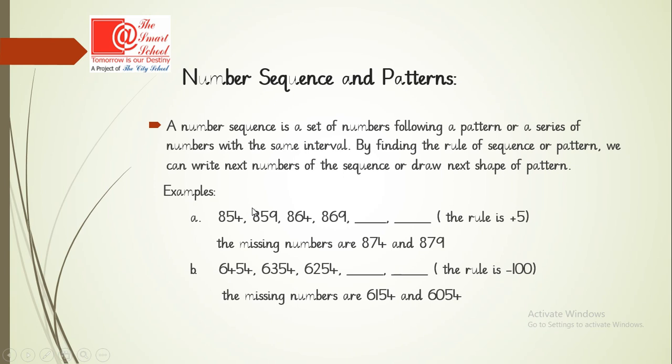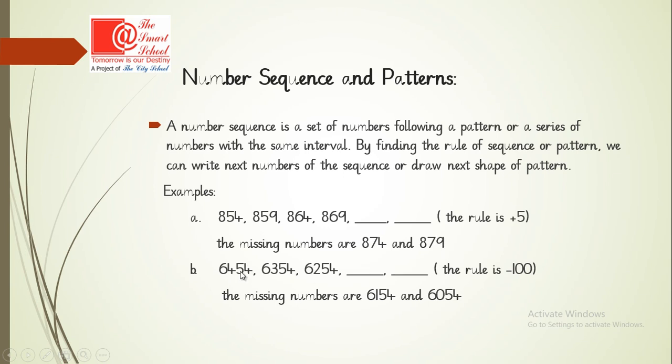Like in previous classes we just did addition, but today we will do subtraction, multiplication, maybe division, maybe some mixed sums. So you can see this. Now the first one is the sequence given 854, 859, 864, 869. Yes, obviously all of you must know it. Yes, the rule is +5. So the blanks will be filled by 874 and 879.